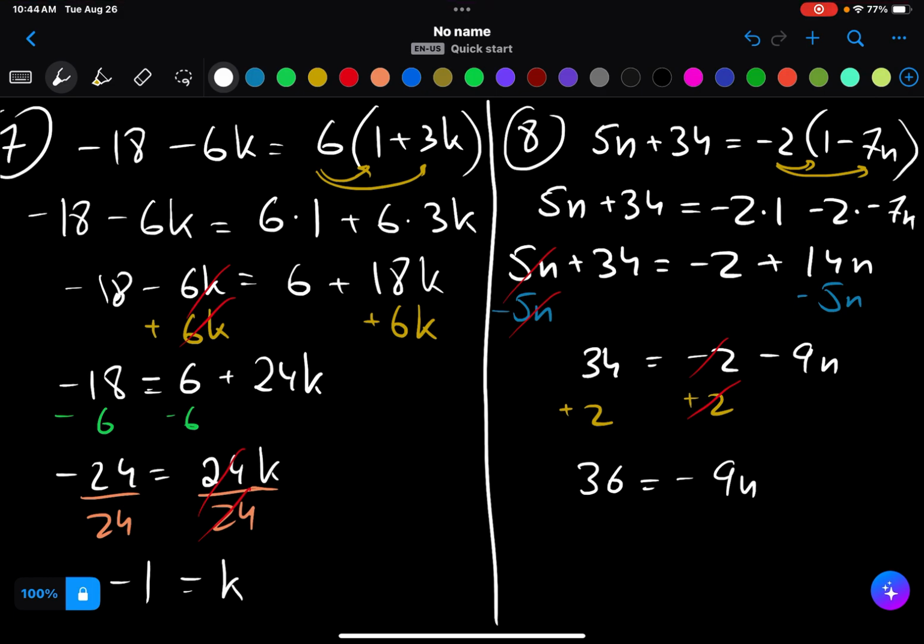And for our very last step, because it's multiplied by negative 9, divide by negative 9. That's the opposite. So that's gone here. And n is going to be, 9 goes into 36 4 times, and positive divided by negative is negative, so negative 4. All right, so that's 7 and 8. Pause that before we move on for our next problem.